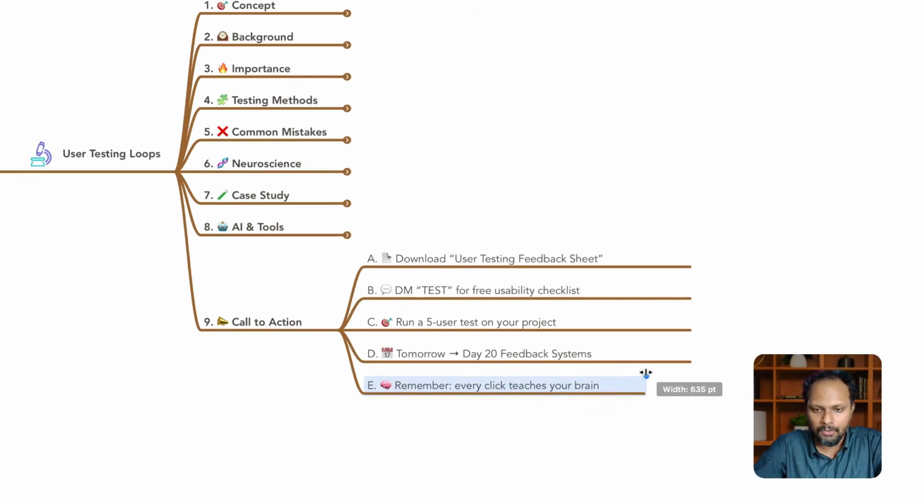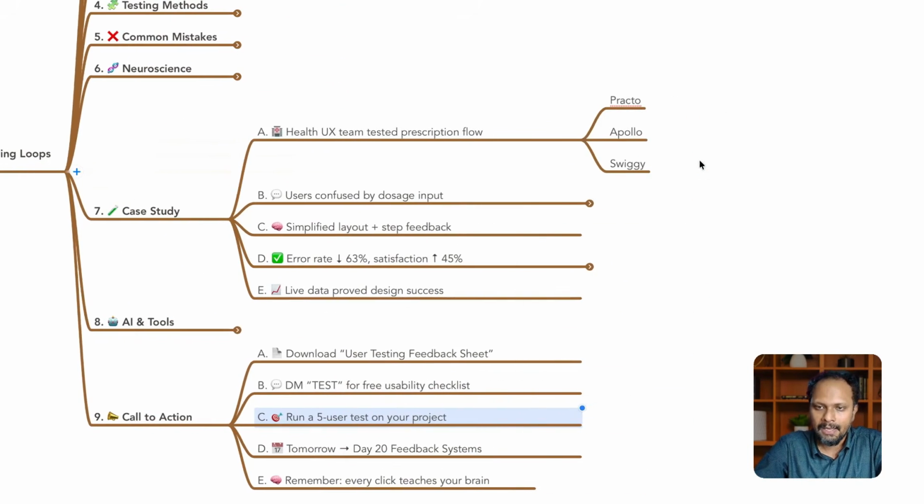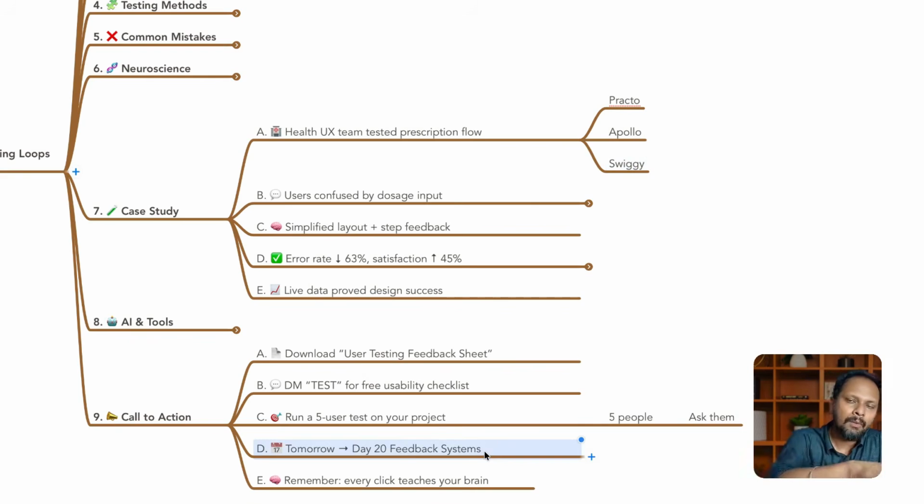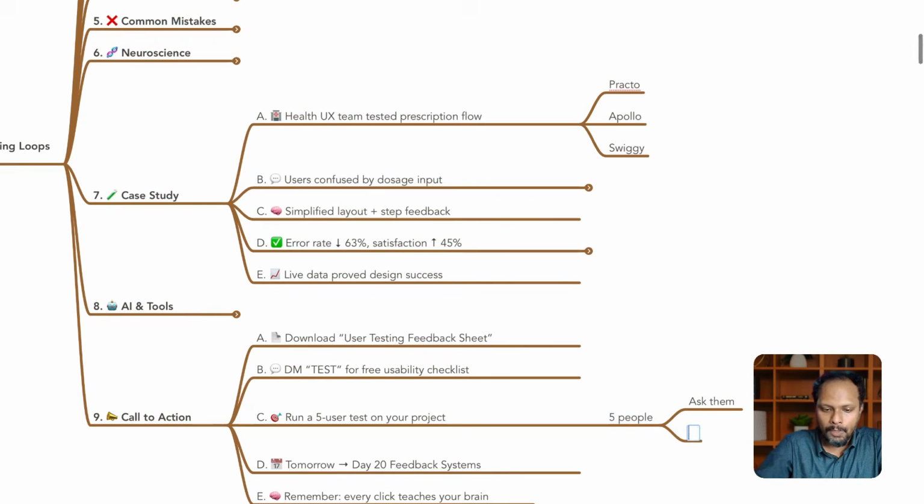So the call to action I would like you to take is, download the user testing feedback sheet by DMing test in the chat box, whether you're watching on YouTube, LinkedIn or Instagram. And you have to run 5 user test cases for the case study I mentioned. You can take any case study, any example of your competitors, and run a 5 user test for your project. Choose 5 people and ask them, and that's the data for you. You can take one application like Swiggy and ask 5 people. Then try to redesign it and show it to the user again. You will come to know the redesigned way is much better, because you heard the user, you understood their requirement, and you started creating it.